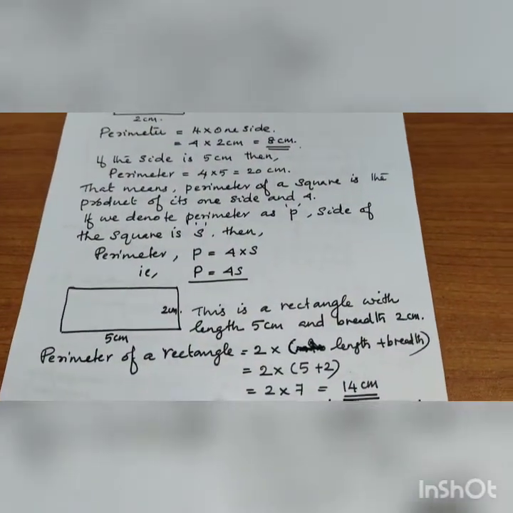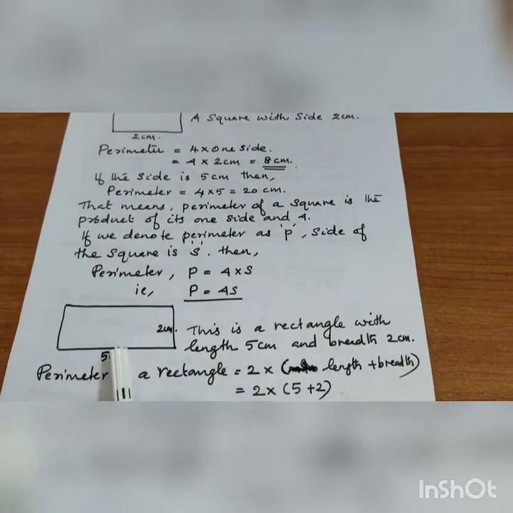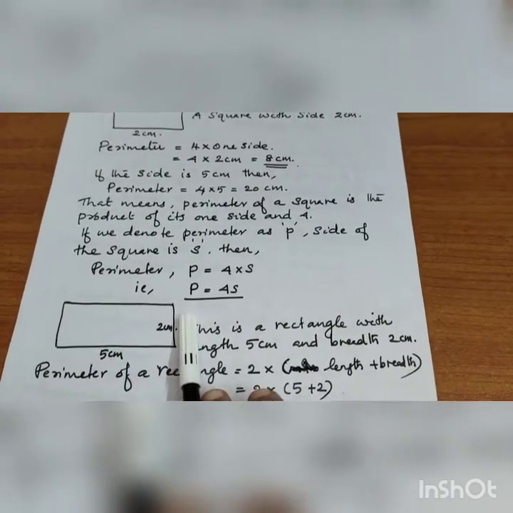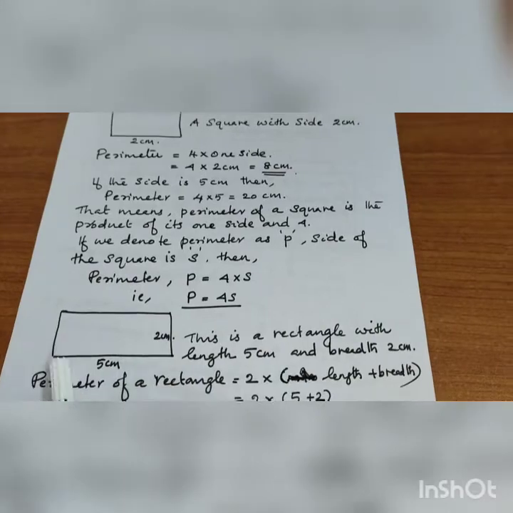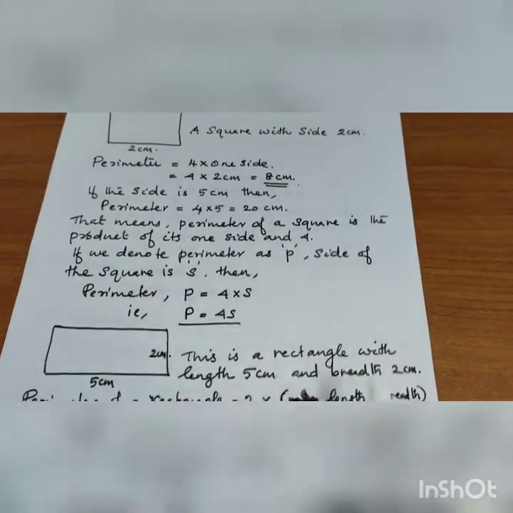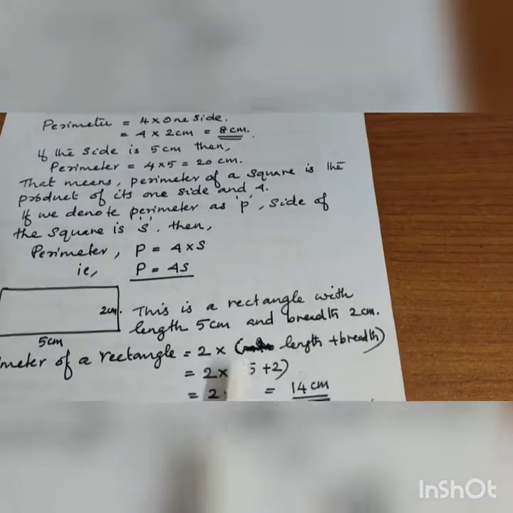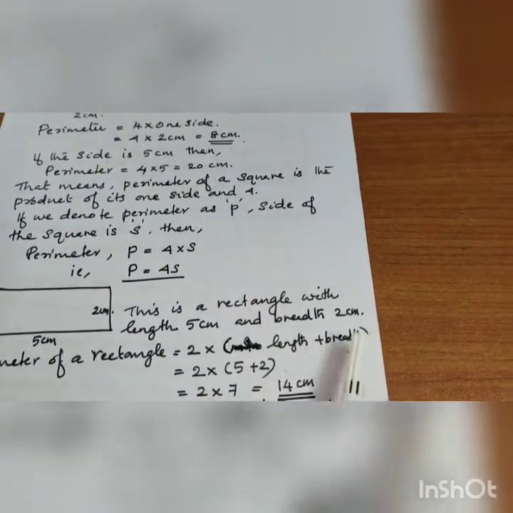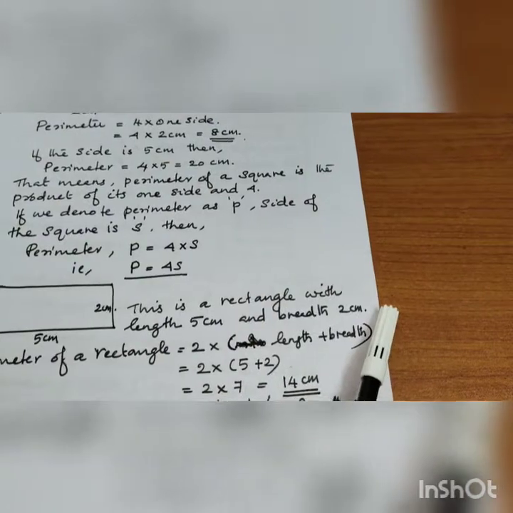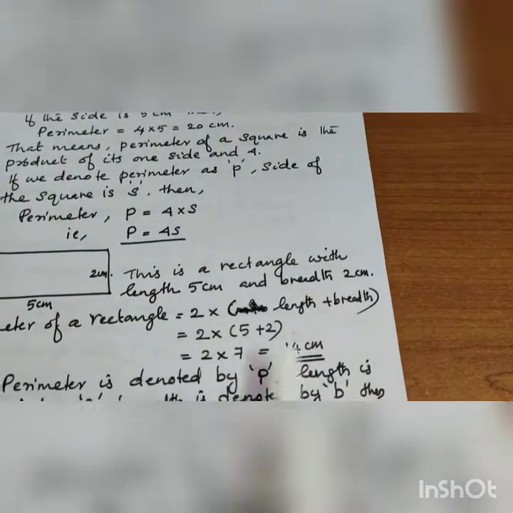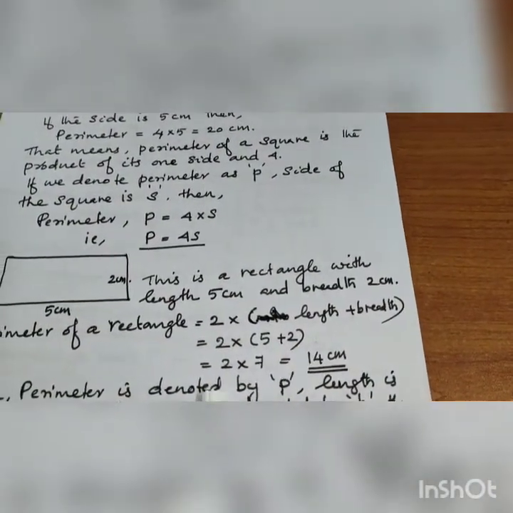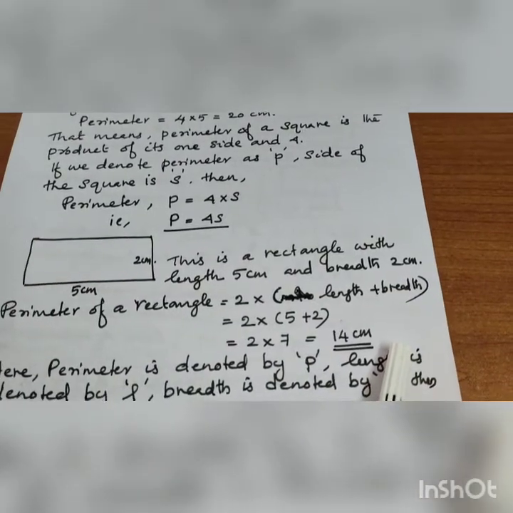How will you find the perimeter? First add one length and one breadth. Then multiply by 2, because it is the same for the other side. Perimeter of a rectangle is equal to 2 into length plus breadth. First add one length and breadth, then multiply by 2. That is 2 into 5 plus 2. That is 2 into 7, 14 cm.